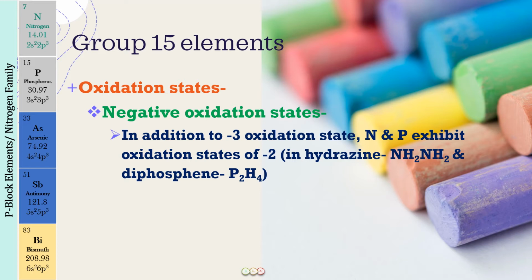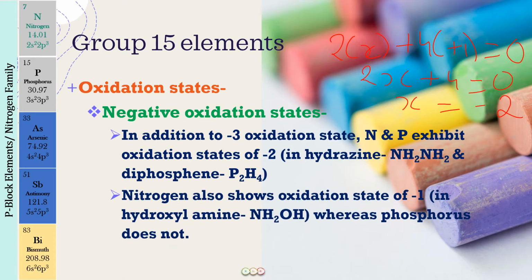How do you calculate it? We have 2 nitrogen atoms, so it is going to be 2 into X. Then there are 4 hydrogen atoms with a +1 oxidation state, and this is a neutral molecule, so it is going to be 0. So 2x plus 4 is equal to 0, and therefore X is equal to -2. Similarly, in diphosphine, it is also P2H4. So here phosphorus will be having an oxidation state of -2.